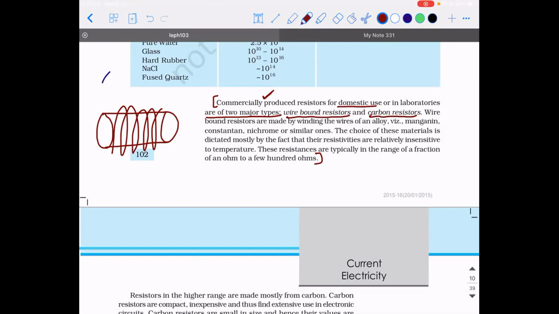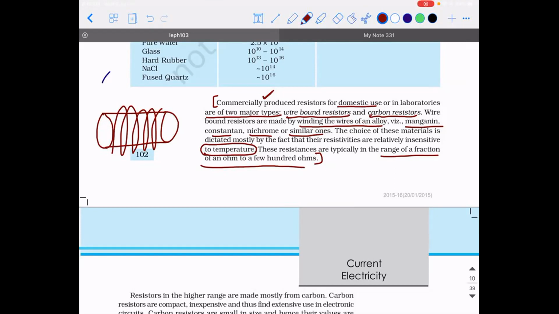Okay. So wire bound resistors are made by winding the wires of an alloy, for example, manganese, constantan, nichrome, and similar ones. The choice of these materials is dictated mostly by the fact that their resistivities are relatively insensitive to temperature. That is the reason why they use it. These resistances are typically in the range of a fraction of ohm to few hundred ohms. So when it comes to wire bound resistors, one of the major restrictions is you cannot make a resistor of a very high value of resistance. So for practical purposes, you might fail.